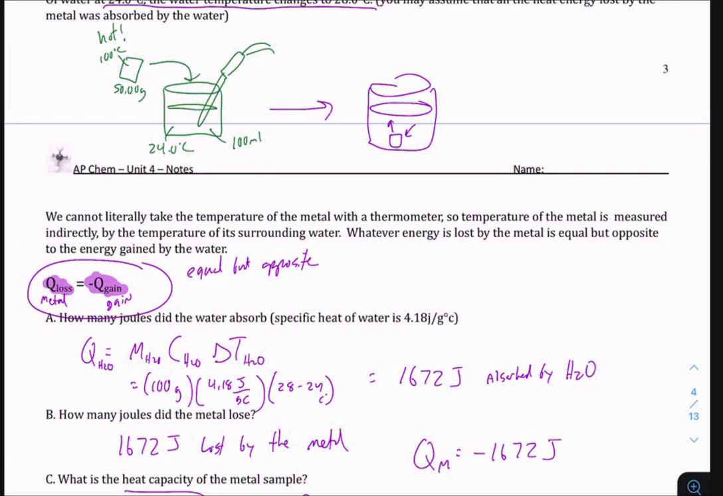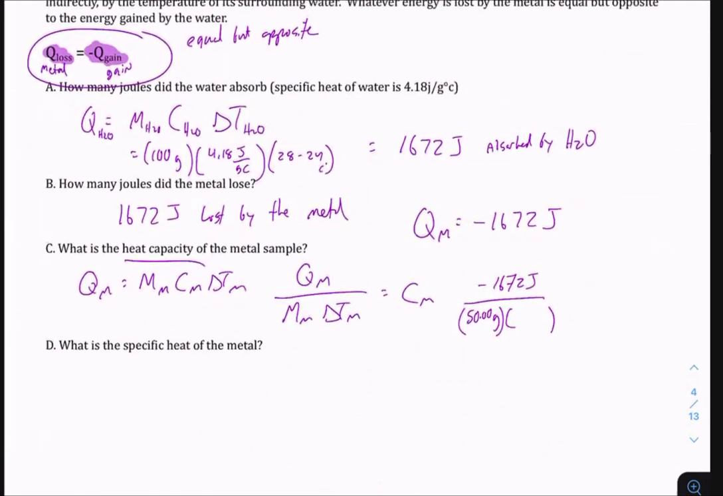So my point is, if they told us that the temperature final for the water was 28, then the temperature final for the metal is what? 28. Okay, so 28 minus, what was the original temperature of the metal? 100. Do you see how the negative sign is going to cancel? Because 28 minus 100 is going to be negative 72. Okay, so let's calculate this. The specific heat of the metal is going to be 0.464 joules per gram degree Celsius.